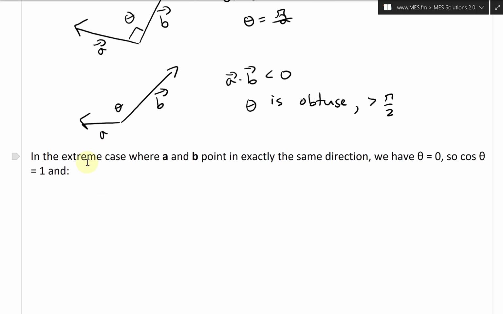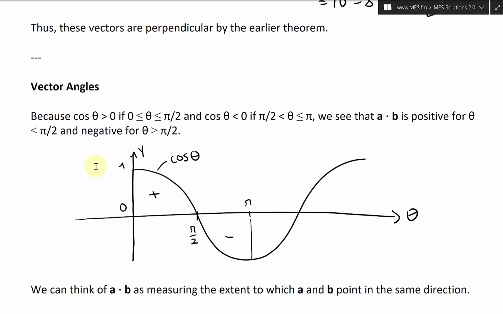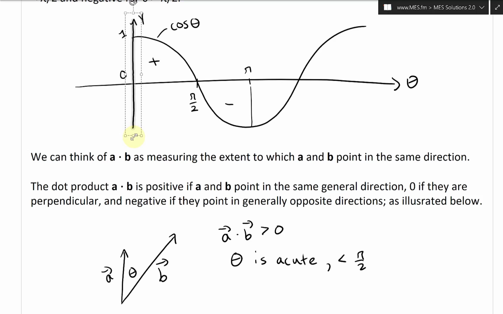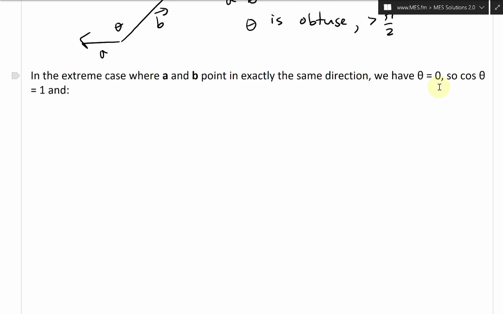All right, and going further, in the extreme case where A and B point in exactly the same direction, we have the angle theta equal to 0, so cosine theta is equal to 1. So when it's 0, it gets 1, and also when it's pi, it becomes negative 1, just for reference, because we'll include this here soon. So the cosine theta is equal to 1.